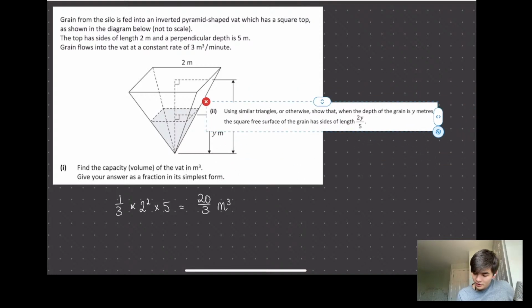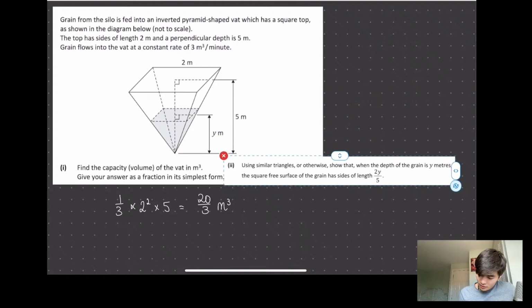So now if we've got similar triangles or otherwise, we want to show that when the depth of the grain is y meters, the square free surface of the grain has sides of length 2y. What does it mean by square? Let's have a think.